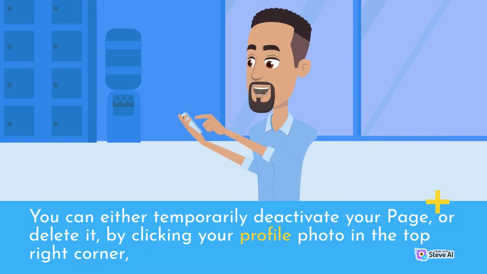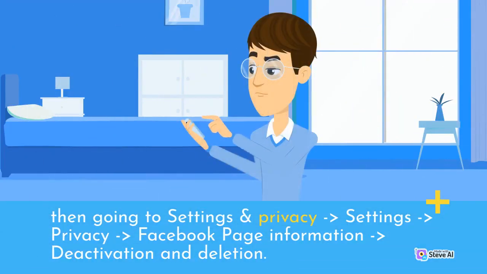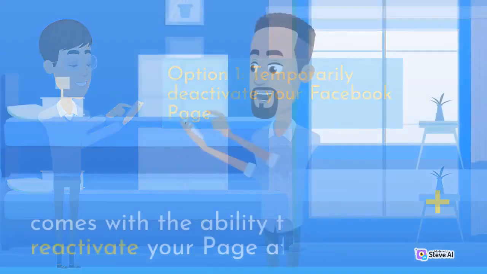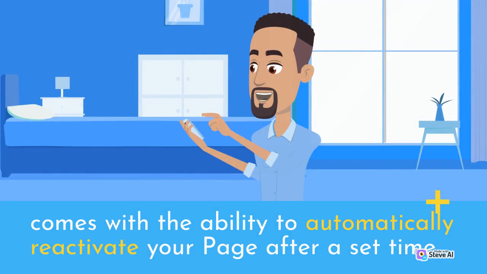You can either temporarily deactivate your page, or delete it, by clicking your profile photo in the top right corner. Then going to Settings and Privacy, greater than Settings, greater than Privacy, greater than Facebook page information, greater than deactivation and deletion. Option 1. Temporarily deactivate your Facebook page. Comes with the ability to automatically reactivate your page after a set time.